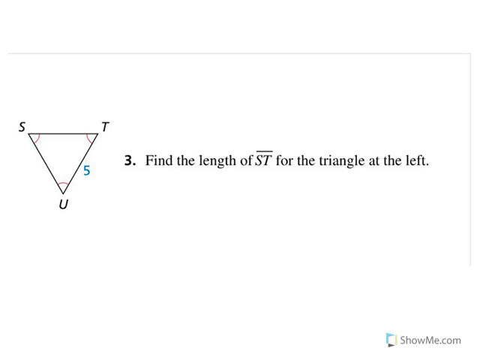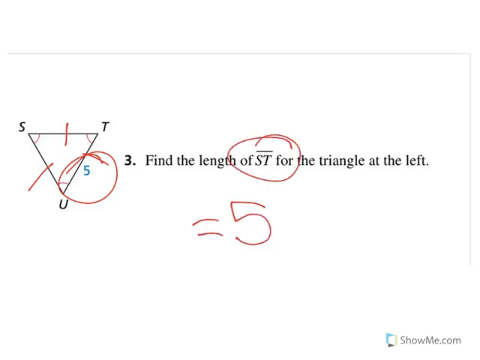Okay, so here we're told that the angles are all the same. We know that because they each have one congruent mark. Okay, so they're all equal to each other, so it's equiangular. Therefore, it is also equilateral, which means that all of our sides are the same. So if one is 5, they're all 5. So therefore, ST equals 5.